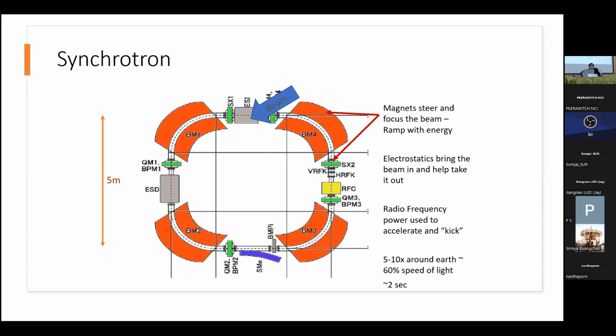What gets a lot of attention are the red things here, the big quadrupoles. Then the dipoles, and then the green ones are some of the quadrupoles to be able to focus the beam.